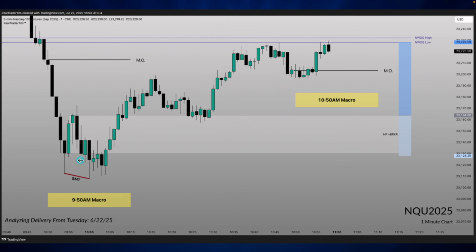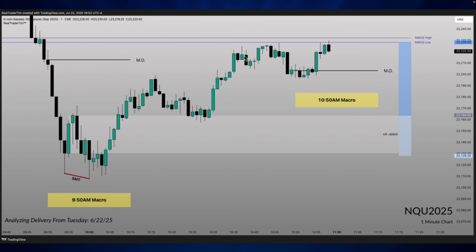So 950 macro, turning point, close above, push upwards, retracement, and then look at the bodies just respecting the very top of that breaker. And it's not spending a lot of time down here. It can't even reach for 50% of the breaker. And that's what we want to see for these high probability PD arrays. Okay. Price comes down into it, expands higher.